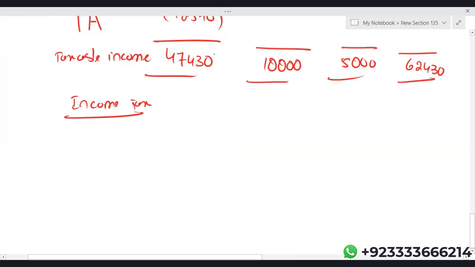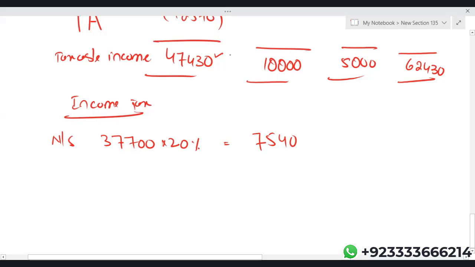So non-saving income is 47,430. So simply, non-saving: 37,700 into 20%. So 37,700 into 20% is 7,540.